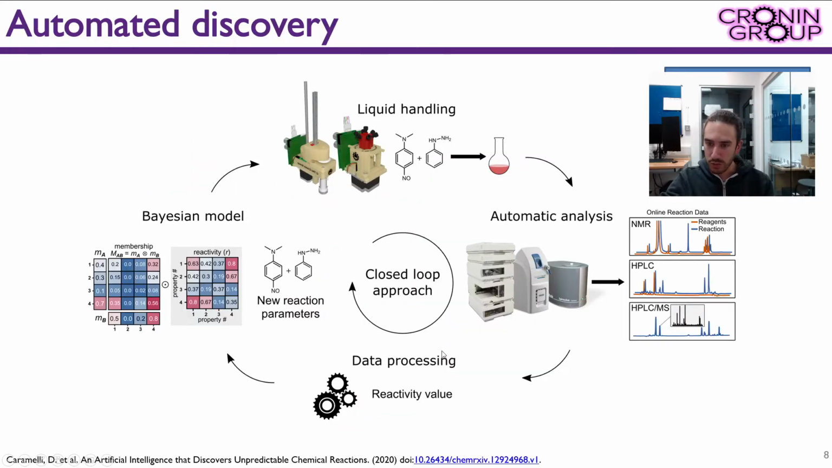And just to show the path, we are here. The last step to close the loop is the Bayesian model. We need to find a way to correlate these observations to the starting materials that we use and infer the reactivity of reactions that we haven't performed yet.